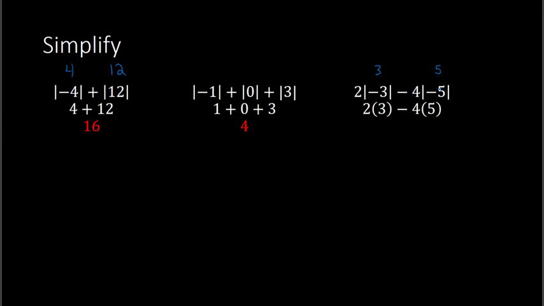So continue order of operations. We do multiplication next. So 2 times 3 is 6, and 4 times 5 is 20. So we have 6 minus 20, which would equal -14.